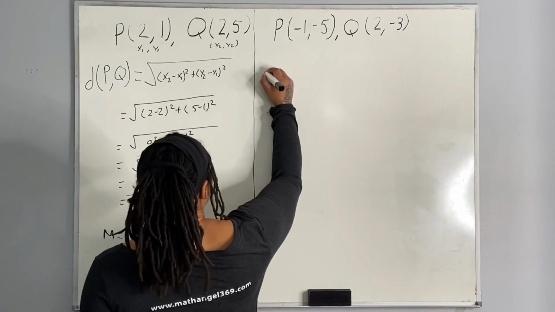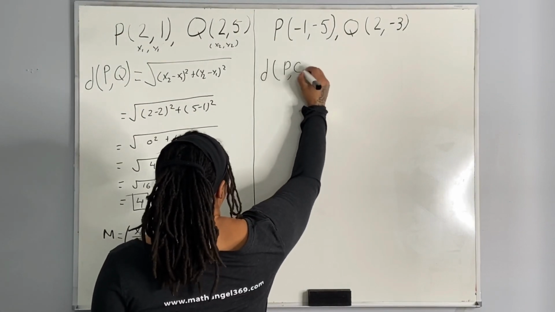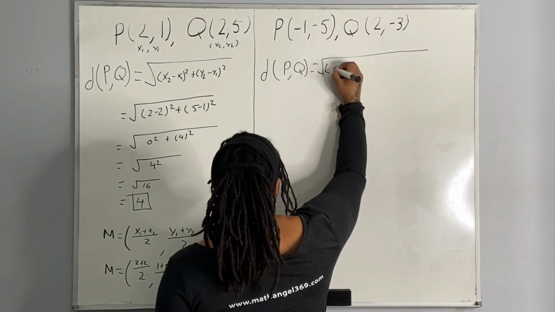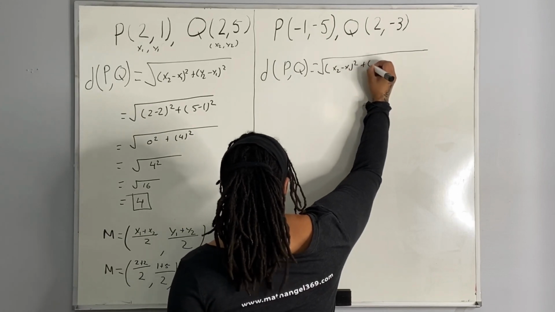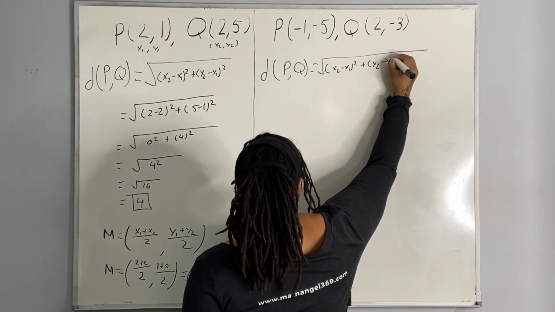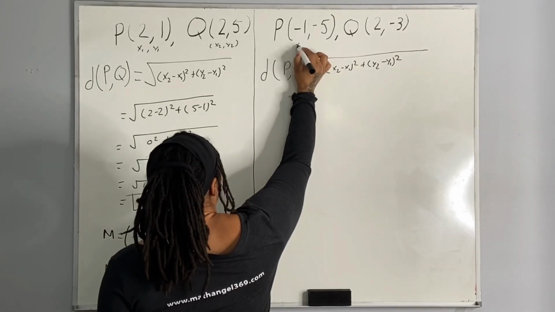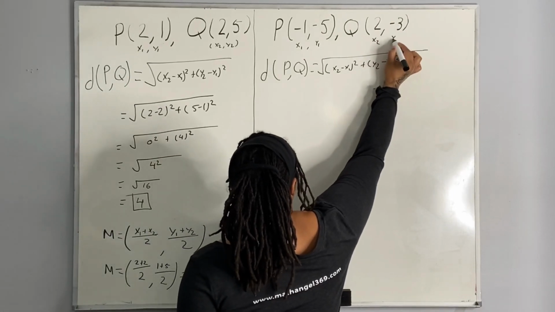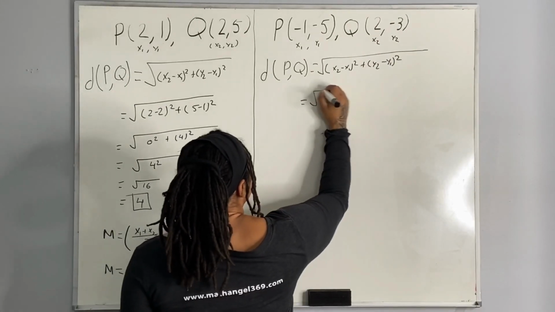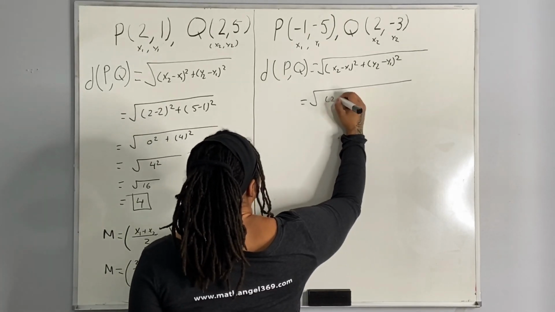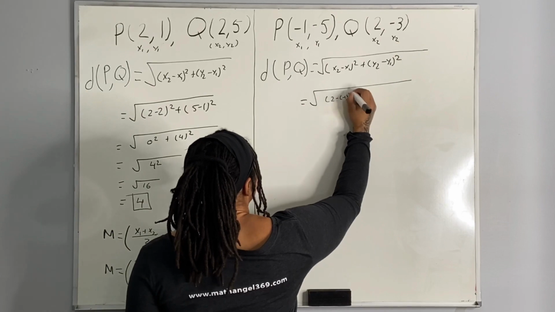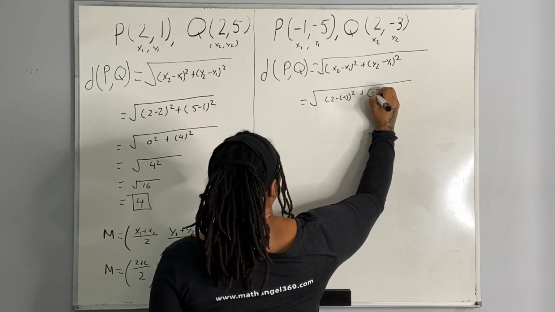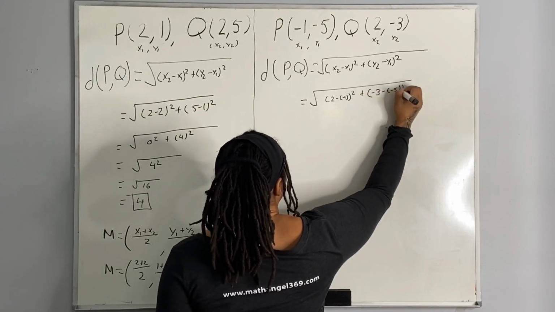So again, we're going to say the distance between P and Q is equal to the square root of (x2 minus x1) squared plus (y2 minus y1) squared. So we have x1, y1 and x2, y2. So plugging that in, we get the square root of (2 minus negative 1) squared plus (negative 3 minus negative 5) squared.